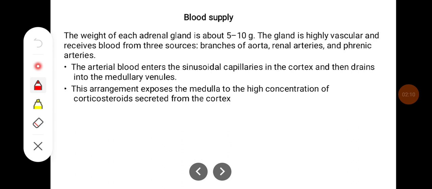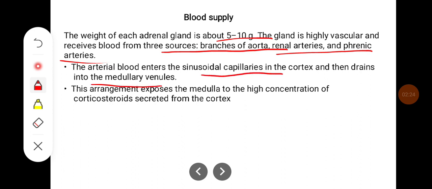The weight of adrenal gland is about 5 to 10 grams. The gland is highly vascular and receives blood from three sources: branches of aorta, renal artery, and phrenic arteries. The arterial blood supply enters the sinusoidal capillaries of the cortex and then drains into the medullary venules. The arrangement exposes the adrenal medulla to the high concentration of corticosteroids secreted from the cortex.